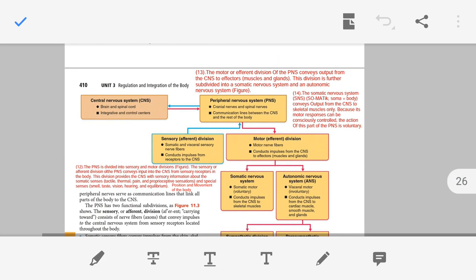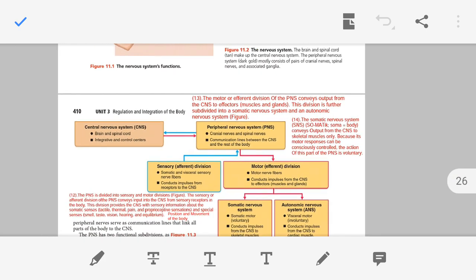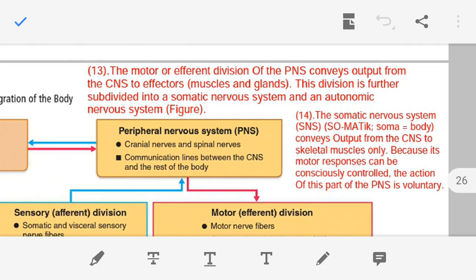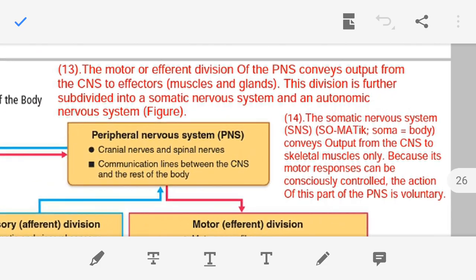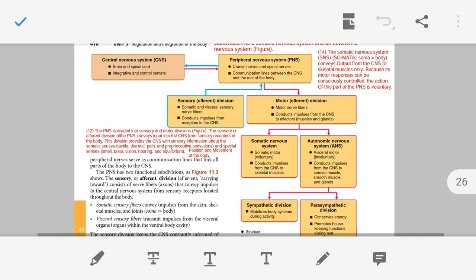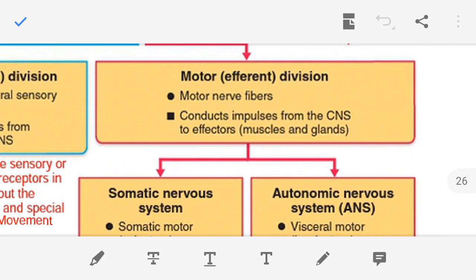So this is the 12th point. Now let's discuss point number 13. We are discussing the motor or efferent division.